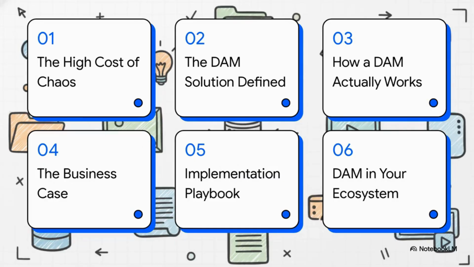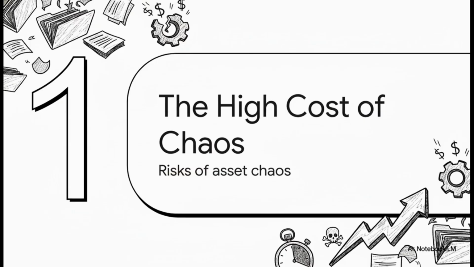So here's our game plan for this explainer. First, we'll look at the real cost of all that chaos. Then, we'll get crystal clear on what a DAM solution really is. We'll dig into how it actually works, build a solid business case for it, give you a step-by-step implementation playbook, and finally, see how it all fits together. Let's get into it. All right, let's kick things off with Section 1, the high cost of chaos.